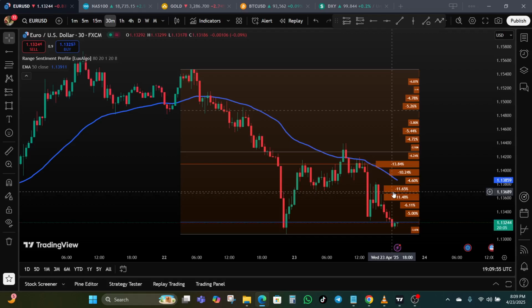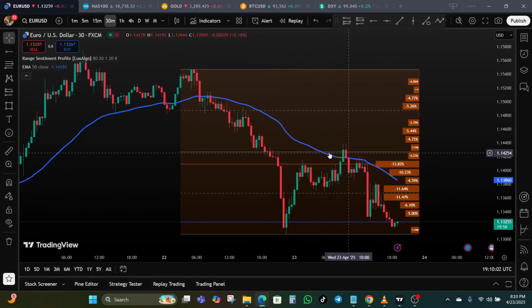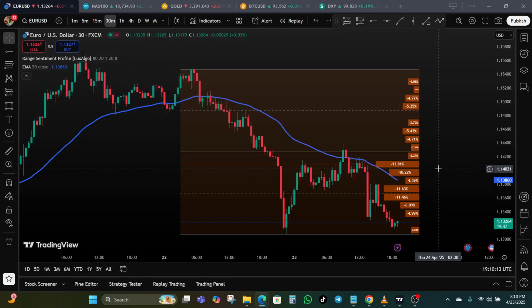Avoid entries in the middle of the range unless you have strong confluence. Stay patient, let the price come to you. Be structured, be disciplined. Do not just rush into a trade based on impulse. Allow the market to come to you. Once your checklist has been met, you can proceed to executing the trade.